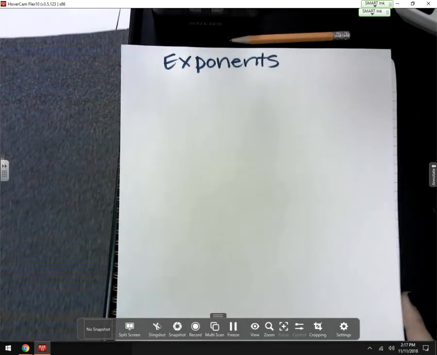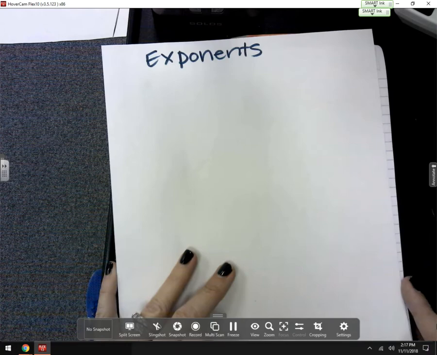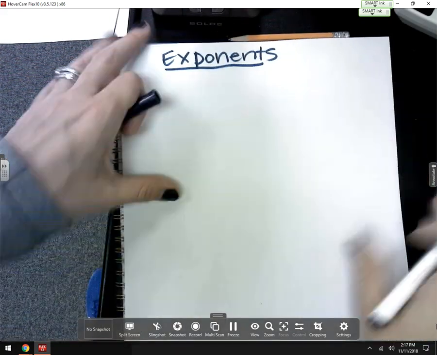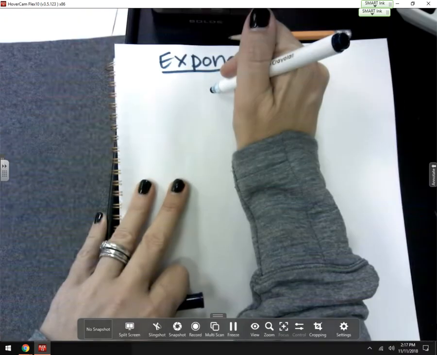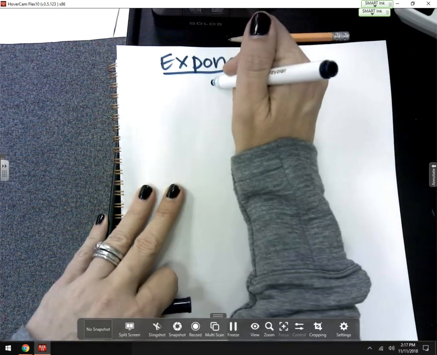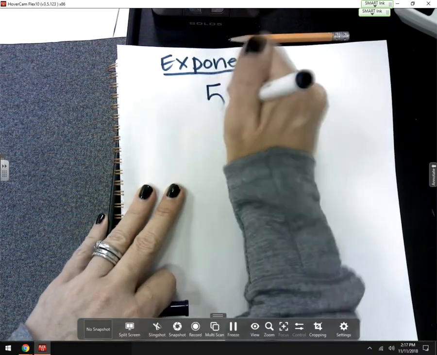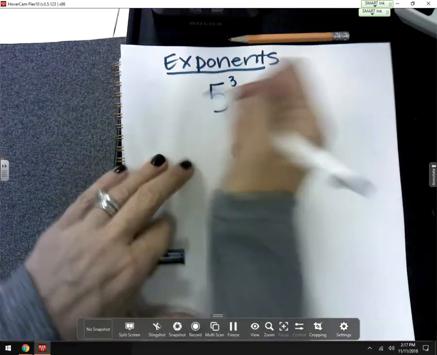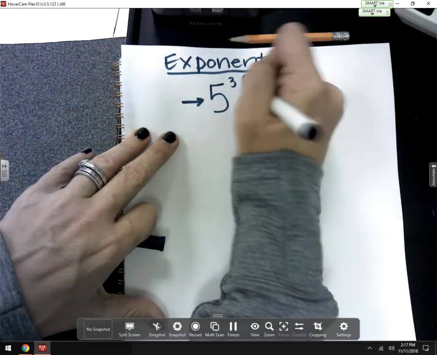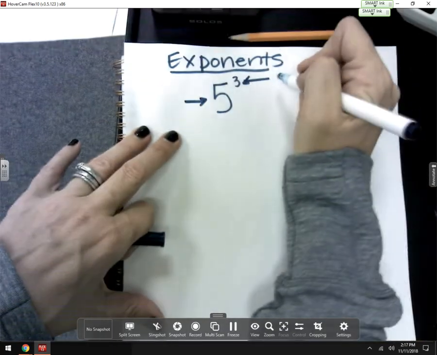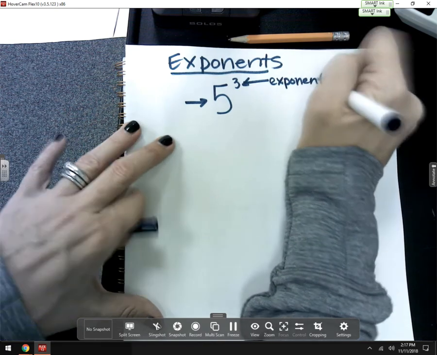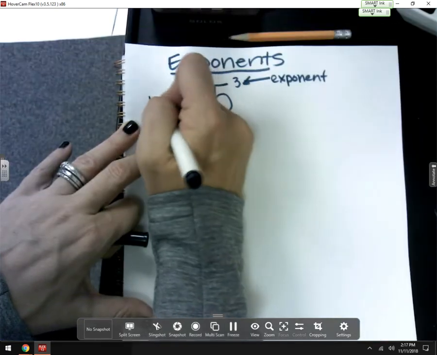So the first thing I want you guys to do is you are going to draw. So this is your header. You are going to draw, and I want you guys to take up two lined lines with this. And then you're going to draw yourself some little arrows because we're going to write down what these things are called. So you guys know this little number here, this guy is our exponent, and this guy is our base.